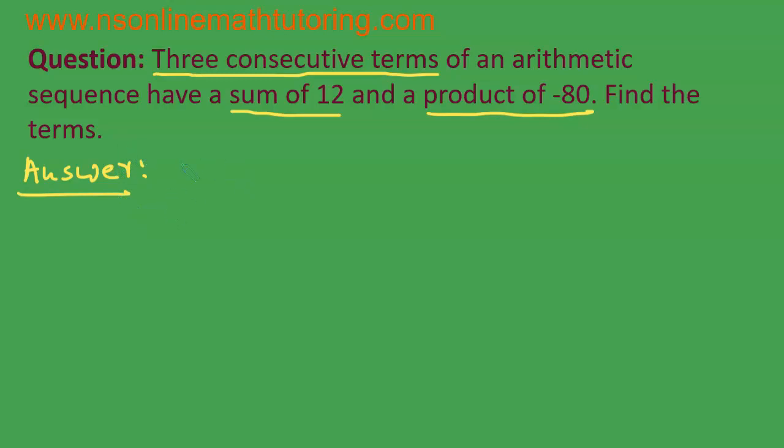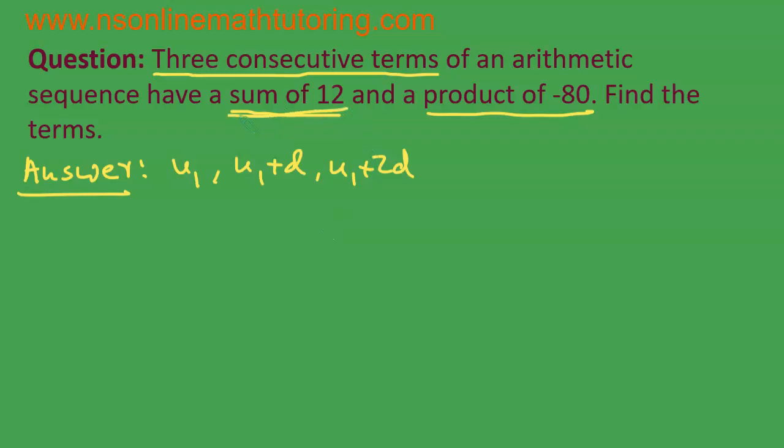Now, if we take the first term as U1, this is our usual habit to take the first term as U1 and the common difference as D. If we take the terms in that way, the first term will be U1, the second will be U1 plus D, and the third one will be U1 plus 2D. Okay, these are the 3 consecutive terms.